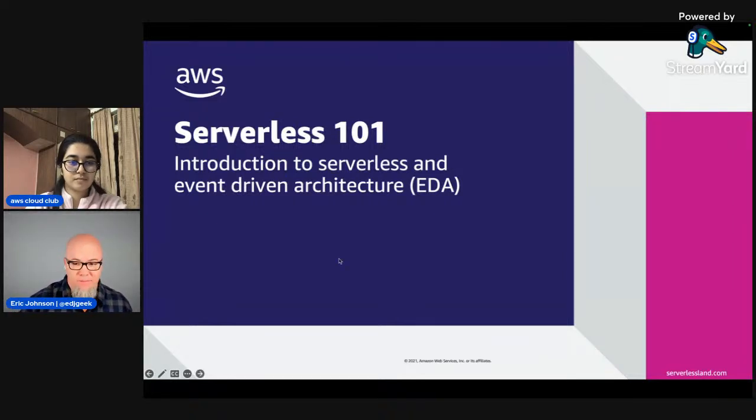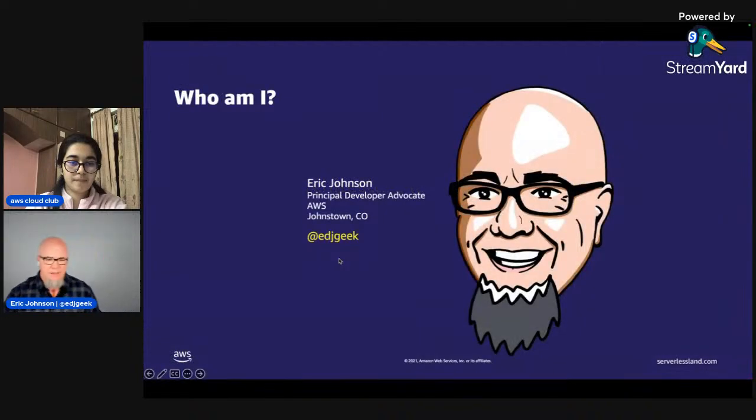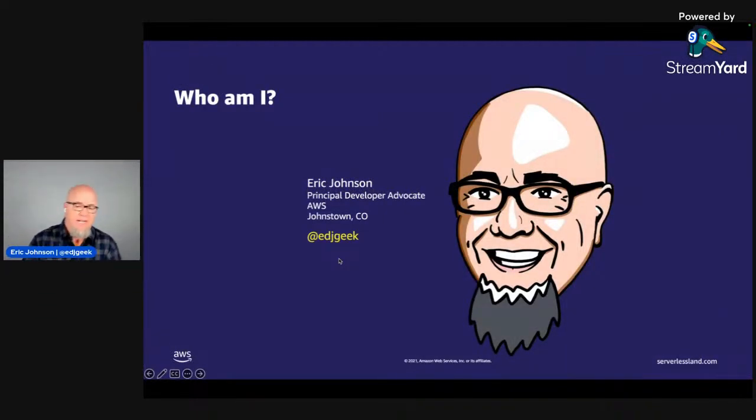So now a little bit about me before we get started. Again, my name is Eric Johnson. I'm a principal developer advocate at AWS. I've been at AWS for a little over 5 years, which is 300 years in AWS life. I come from Johnstown, Colorado, which Sonia and I were talking. It's pretty cold here today.